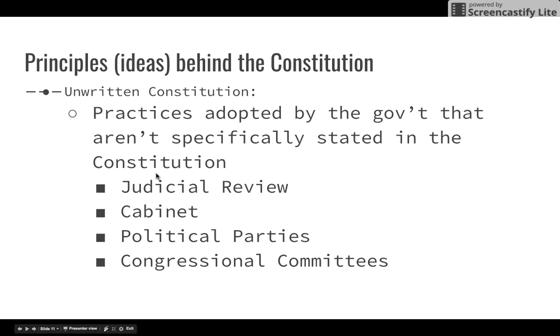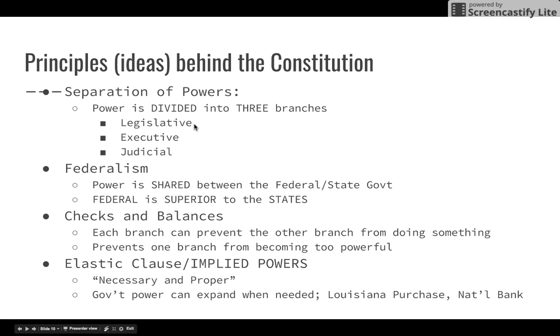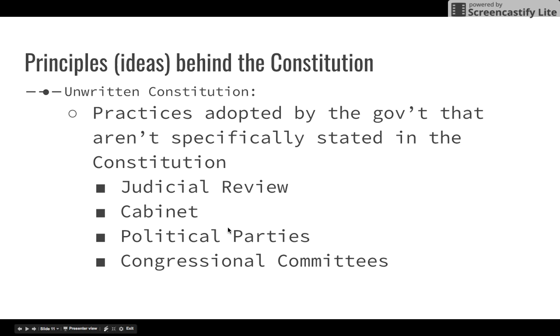And then a big question is something known as the unwritten Constitution. These are things that are done by the government that are not specifically stated in the Constitution. They're sort of like traditions, things that we do because they've been done for a very long time. Number one is judicial review. This is the power of the judicial branch, or the Supreme Court, to determine if a law is constitutional. If a law disagrees with the Constitution, according to the justices of the Supreme Court, we kick it out.